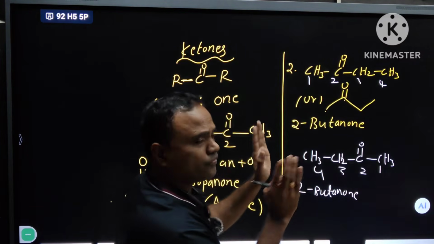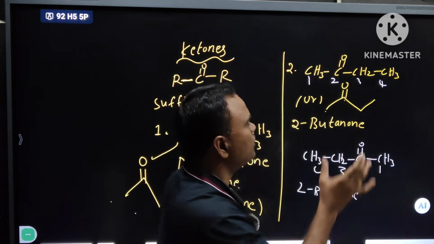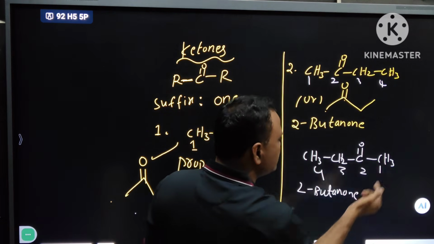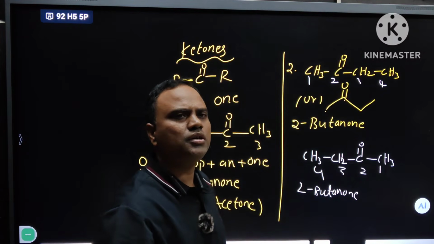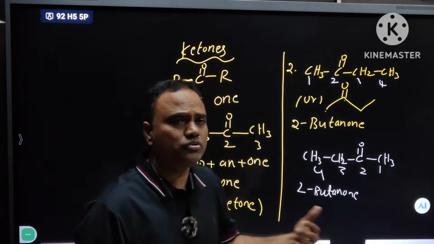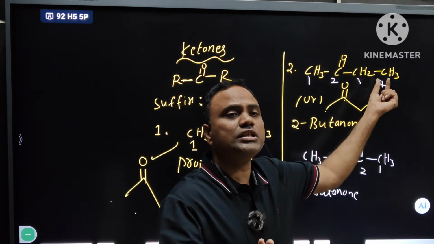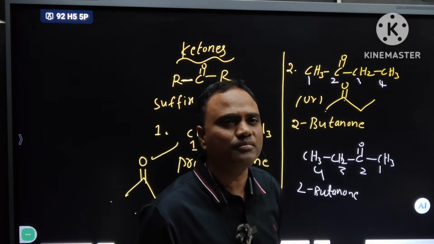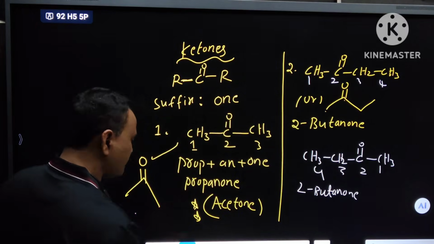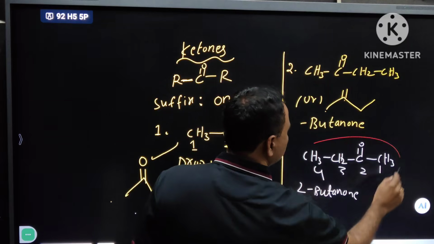So see, when should we mention the numbering, and when should we not mention the numbering. When you change the position of the functional group to some other place, if you get the same name, then no need to mention the position. You should not write 2. Nothing will happen if you do not write 2, because if you change the position of C double bond O, you are not getting any new name. Clear? You are getting 2 butanone only. So no need to mention the numbering. I'll tell you when you have to mention the numbering.